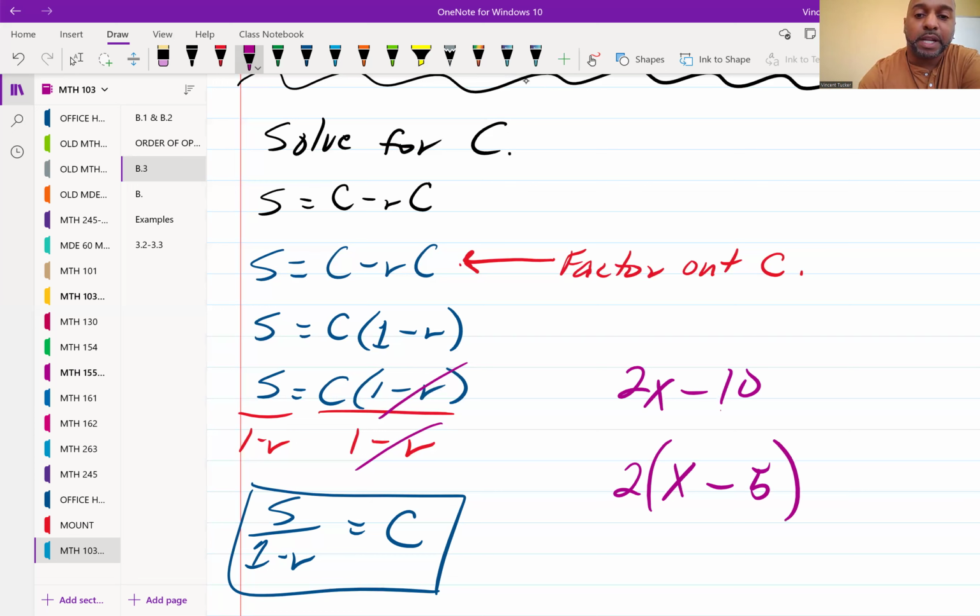And so now if I multiply this back out, 2 times x is 2x. 2 times 5 is 10. See what I'm saying? So when I factor out a 2, when I multiply it back out or multiply it back in, it gives me what I originally had.